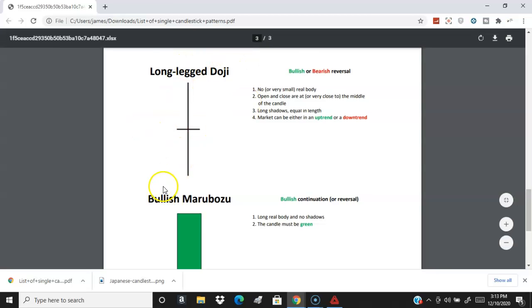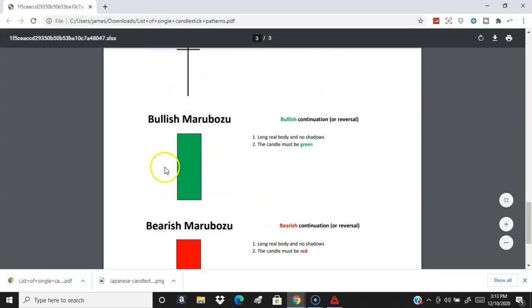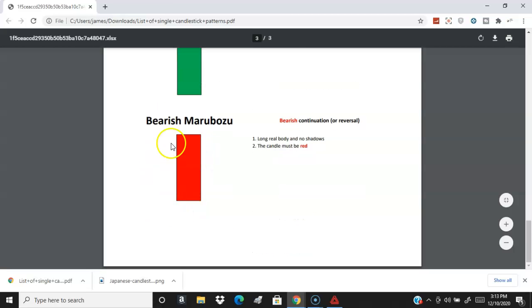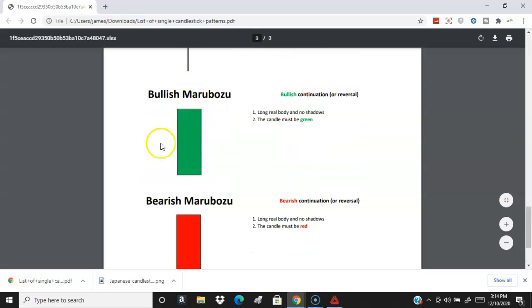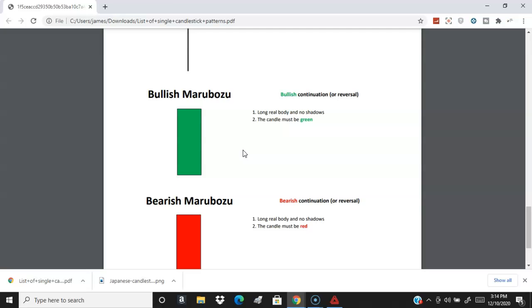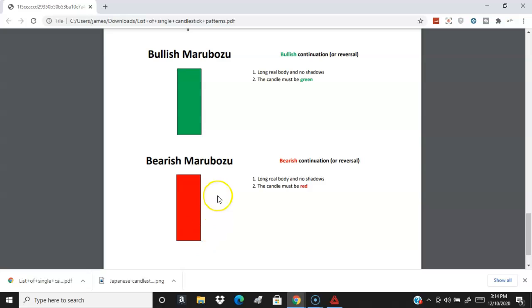You just don't know. The bullish is always green or blue, and it's got to be no wick. So that means it's a continuation. That means the market's going to keep going in that bull pattern. And then the bearish, if you see this solid candle, you know it's still in a downtrend.